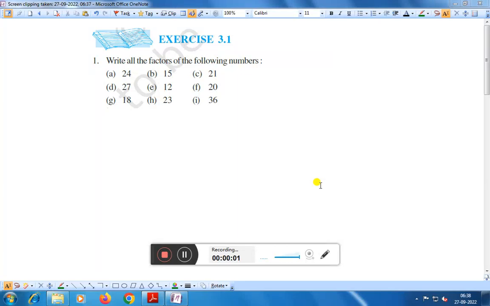Hello friends, today we shall discuss exercise 3.1. Question number 1. Write all the factors of the following numbers. The number is 24. A. You have to find all the factors of 24.